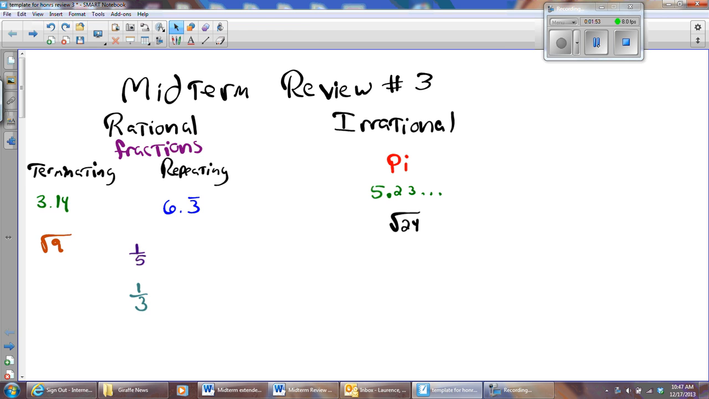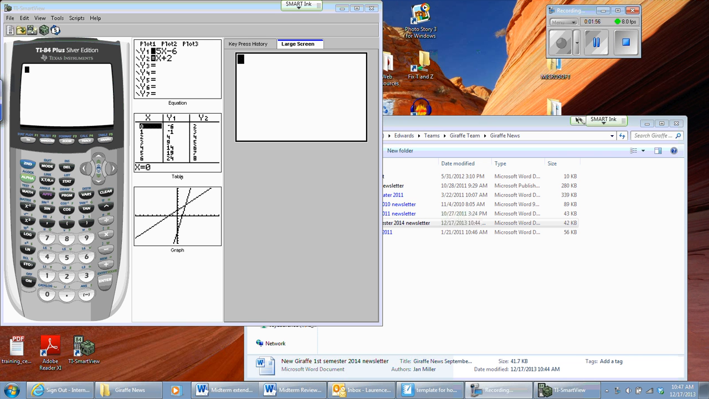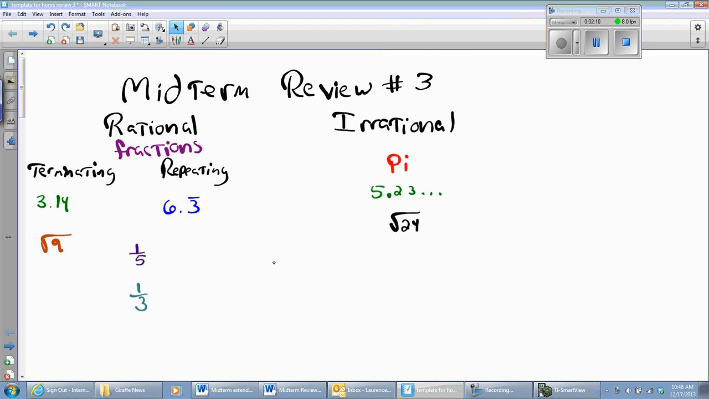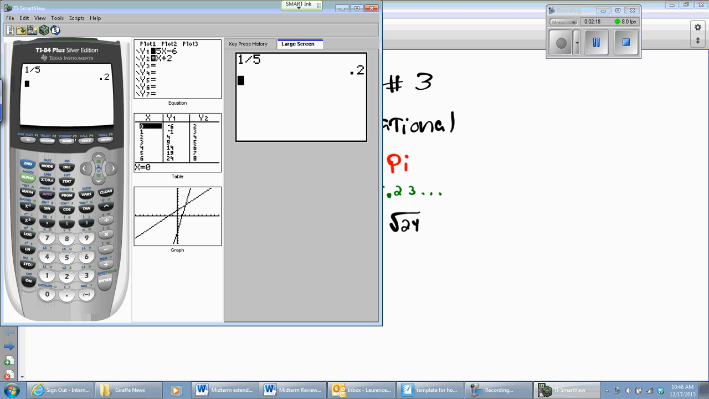Hold on one second for me. Okay, I brought up my graphing calculator. I want to do 1/5. Well, I'll do 1 divided by 5. Okay, as a decimal, it's the same as 2/10 right there. Well, that means it's a terminating fraction, right? As a decimal, it's 0.2 or 2/10. Now, let's check 1/3. Some of you already know 1/3, but if you don't, check it on your calculator.